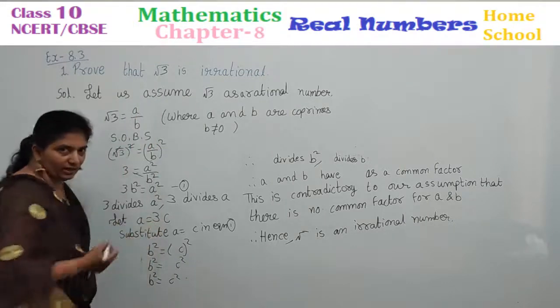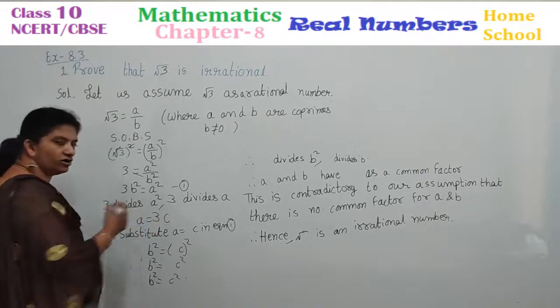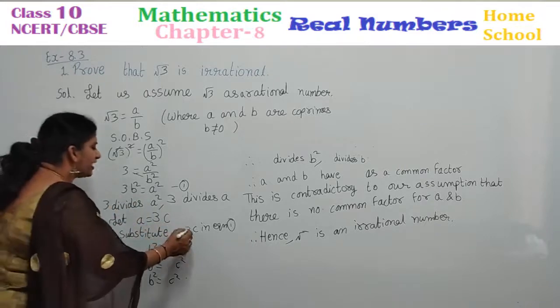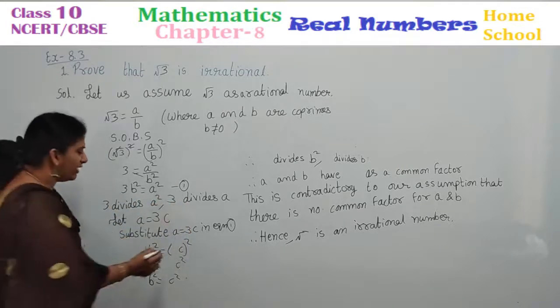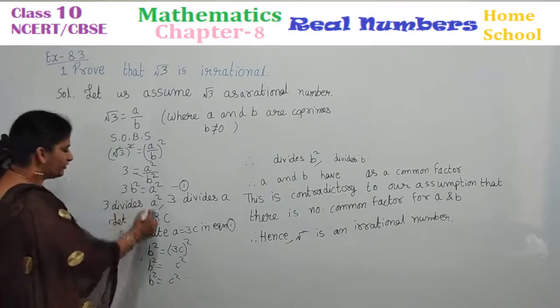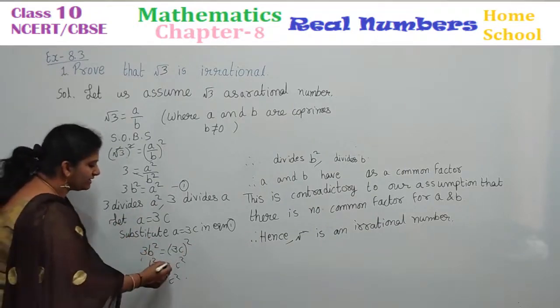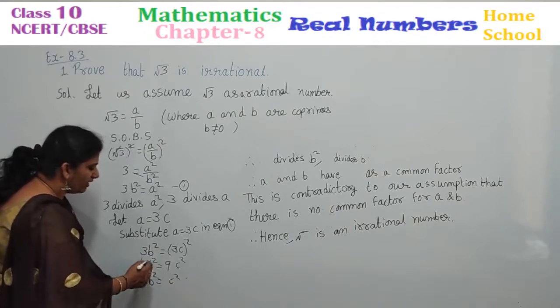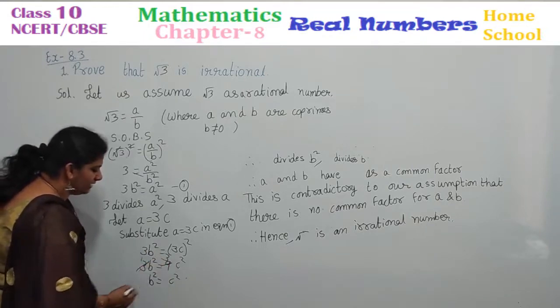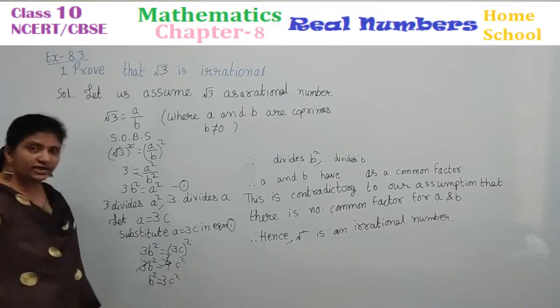Let us assume a is equal to what number you have? You have to take that number here. Let a is equal to 3c. Substitute a is equal to 3c in equation 1. Substitute here: 3b square is equal to (3c) whole square. 3 3s are 9c square. Cancel 3 3s are 9. b square is equal to 3c square.